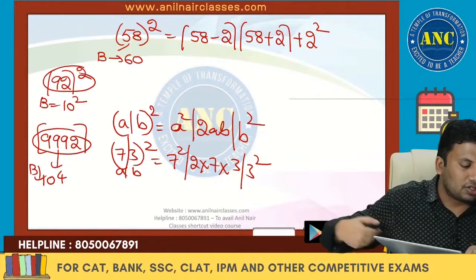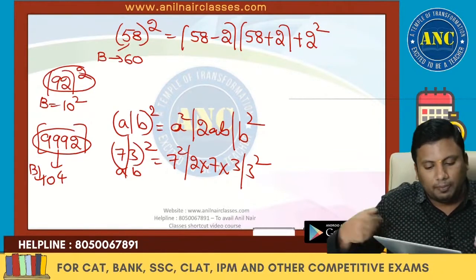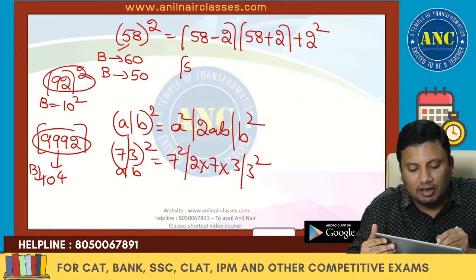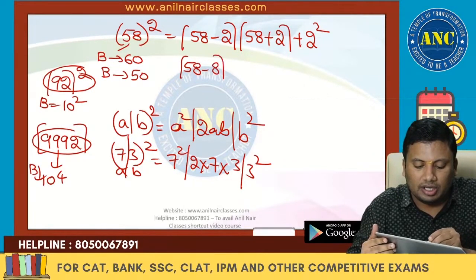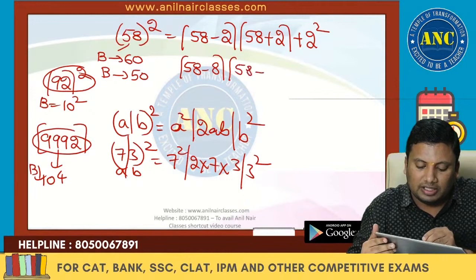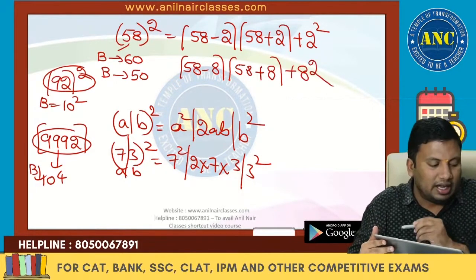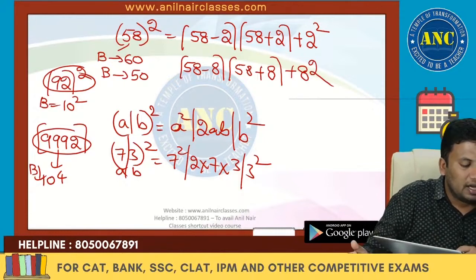Neha, you can also do 58 square with base 50. If it is 50, this is 58 minus 8 into 58 plus 8, plus 8 square. I hope it is clear.